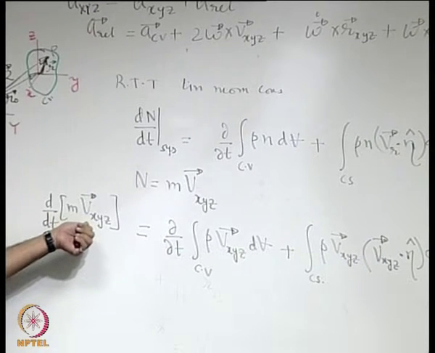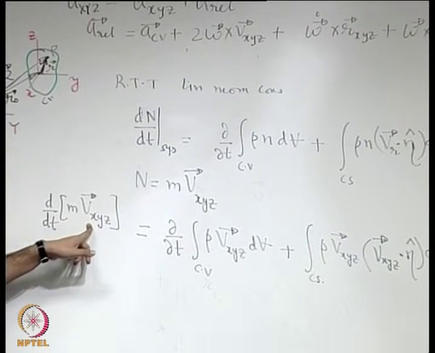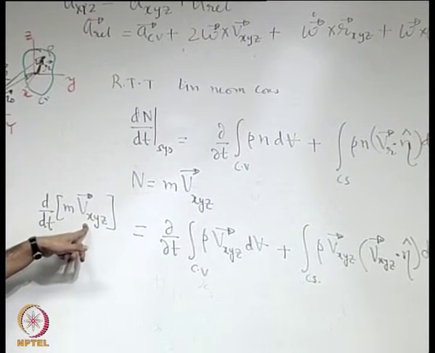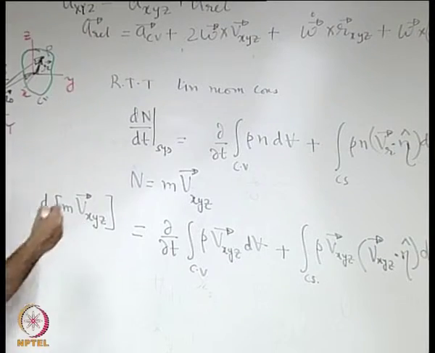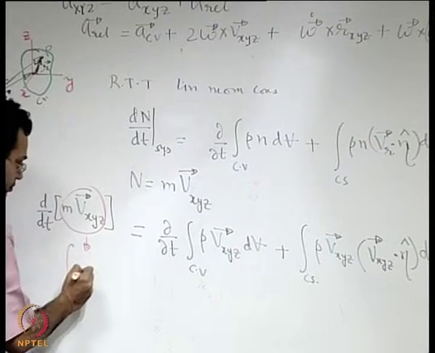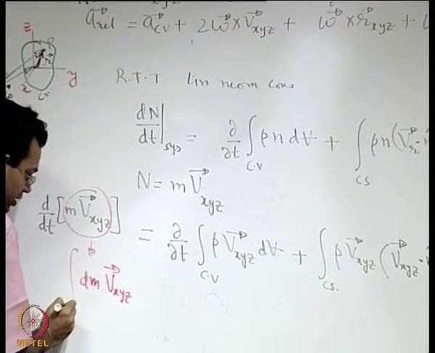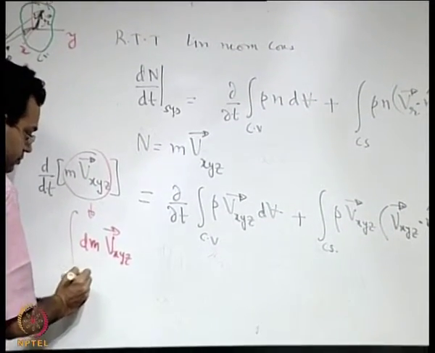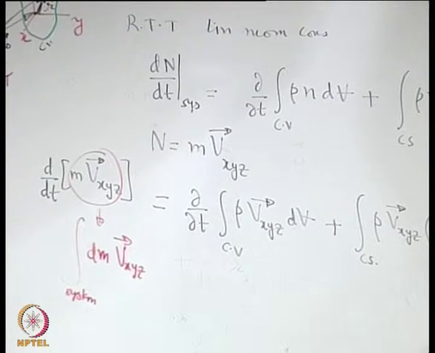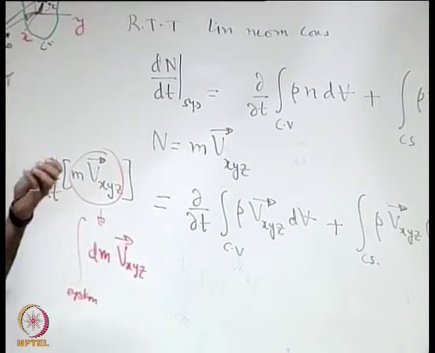So, total linear momentum of the system, if we write that as mass of the system times this velocity, that means we are implicitly assuming that the entire mass of the system is having this velocity, which is not correct, because fluid is a deformable medium, and in general you can have different velocities at different points. So, it is not appropriate to write it in this way, but write it as an integral form, like integral of dm V small xyz over the system.